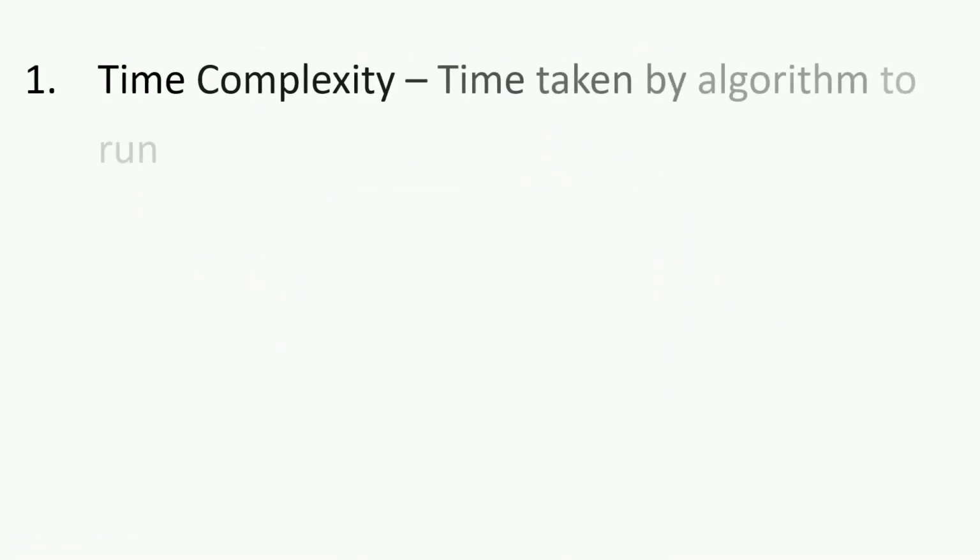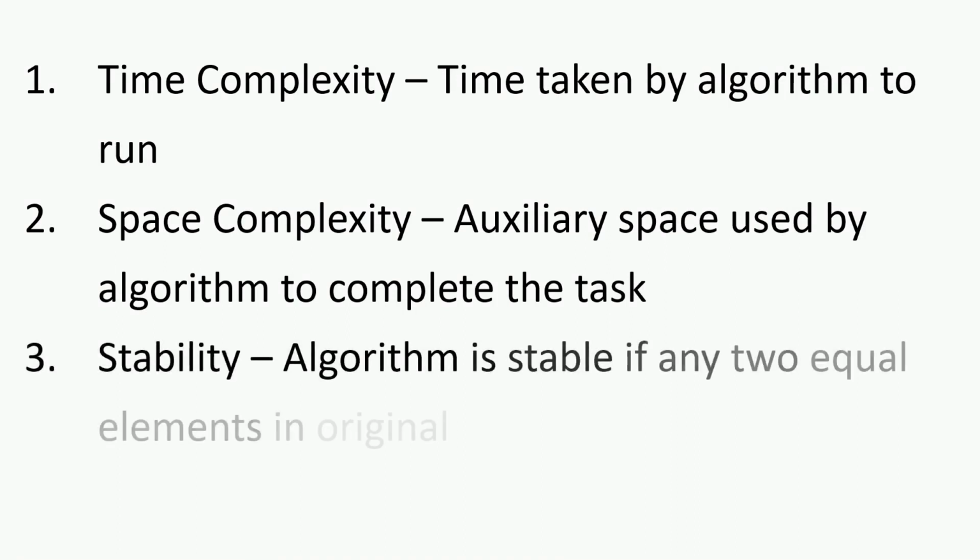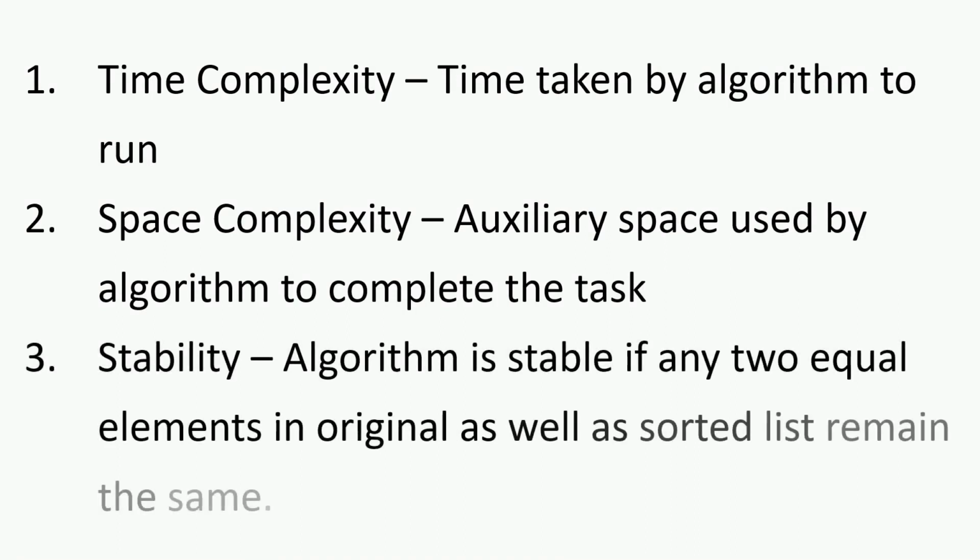First is the time taken by an algorithm to run, which is called the time complexity. Second is the auxiliary space used by an algorithm to complete the task. And in the end, the stability of an algorithm, which requires that if any two equal elements in the original as well as the sorted list remain in the same order, then the algorithm becomes stable.